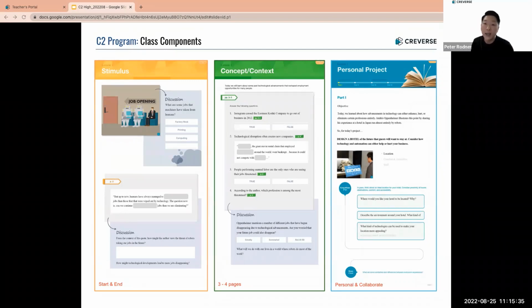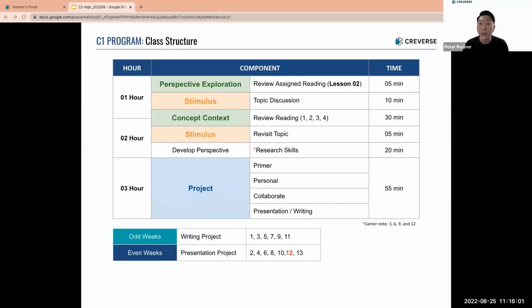Okay. The project, like I said, there's two types, a writing one and a collaborative presentation one. So the project is broken up into personal project parts, where students are supposed to be thinking independently and coming up with ideas, and then it's mixed into a collaborative part where they work together, share their ideas, and come up with one project as a group.